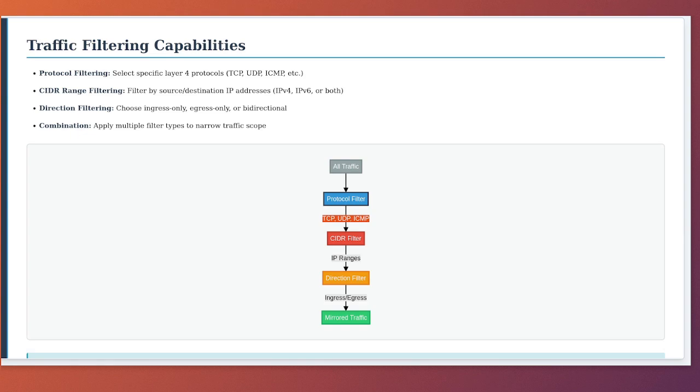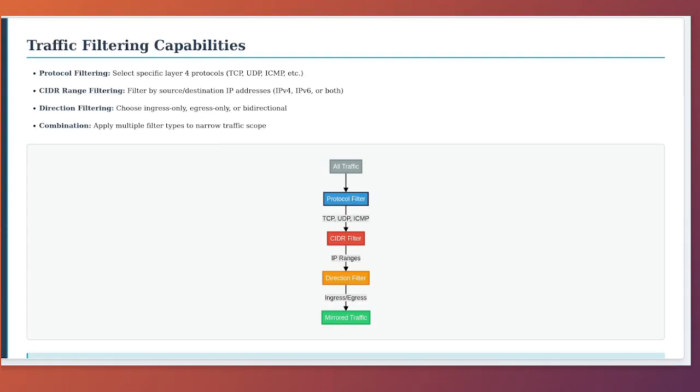Looking at the diagram on your screen, you can see how filters work to narrow traffic scope. At the top, we have all traffic, which represents the complete traffic flowing through your source virtual machines. Below that, the protocol filter narrows this down, perhaps to only TCP traffic. Then the CIDR filter further narrows the scope, maybe to traffic involving a specific IP range. Finally, the direction filter reduces it even more, perhaps to only egress traffic. The result at the bottom is mirrored traffic, which is the subset of packets that actually gets cloned and sent to your collectors.